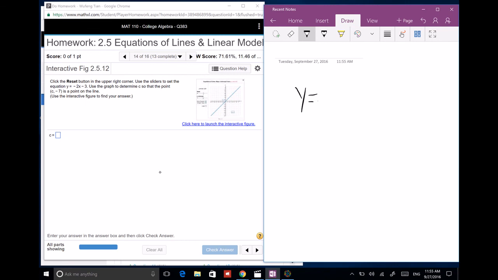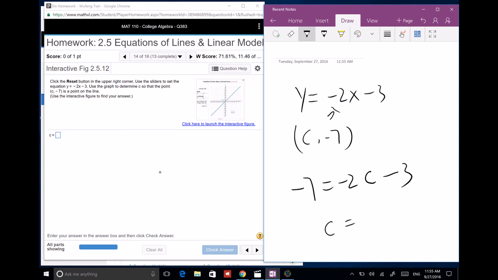So y equals -2x minus 3. Use the graph to determine c, so that point is a point on the line. So c, -7 is on the line. Plug it into the equation. -7 equals -2 times c minus 3. We solve that for c, and c equals 2.